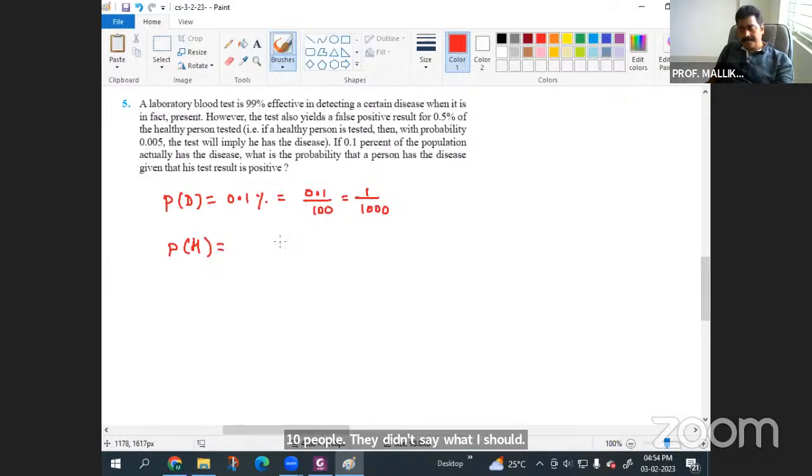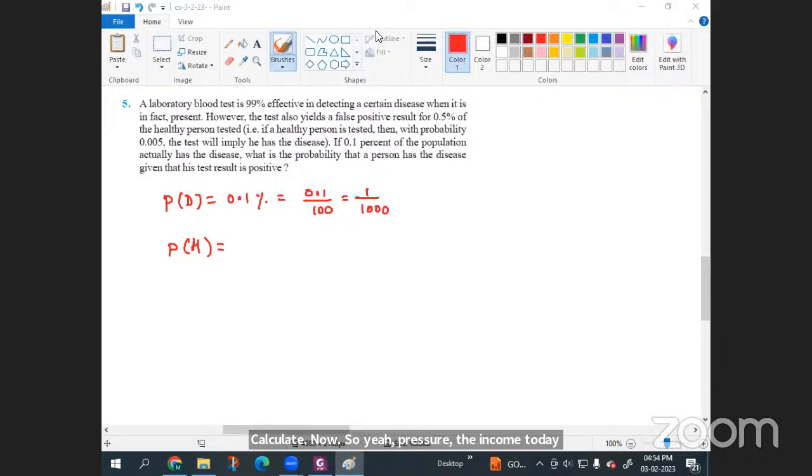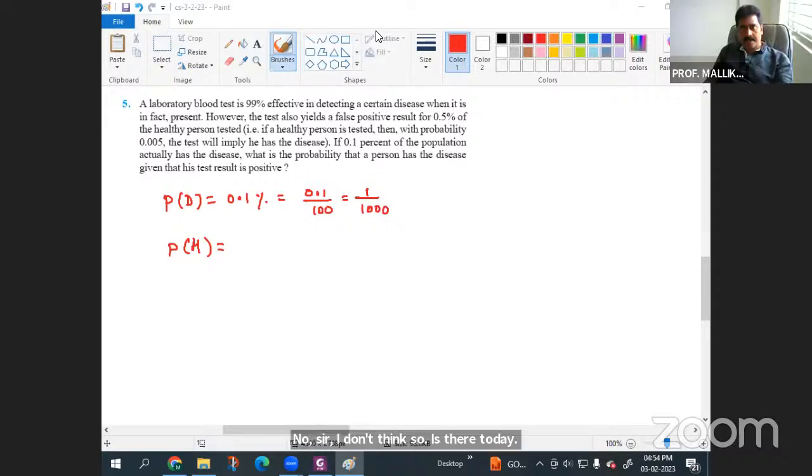Arbia, Sonia, Prashant didn't come today. Prashant? No, sir, I don't think so. Is there today? Okay. Abhishek, three types. Yeah. Probability of healthy. Arbia, how to do? Muskan, how to do? Sonia, I don't know others' names. Arbia, tell me.